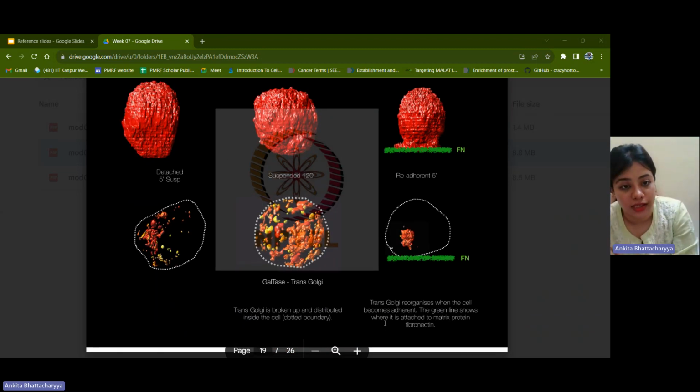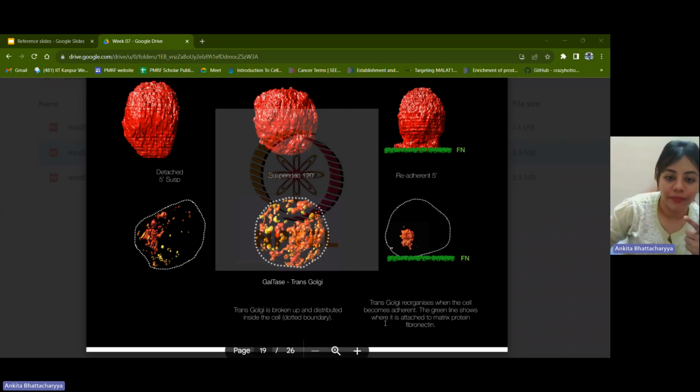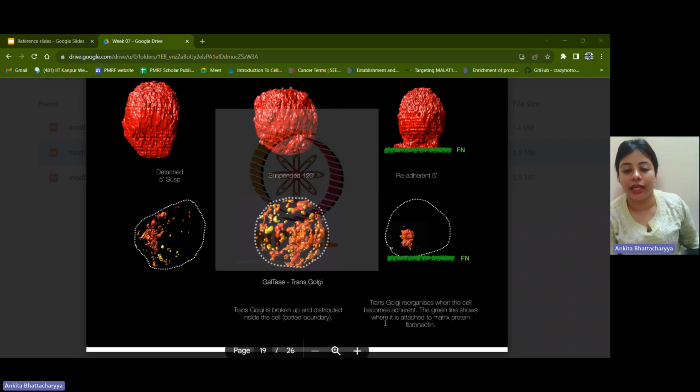Now, in each of these states, what happens to the Golgi? You are seeing that the Golgi also takes up different arrangements in each case. So the trans Golgi is actually breaking and then gets distributed inside the cell. You see that dotted boundary, and within that, you're seeing that there is a rearrangement of the Golgi that has occurred. When the cell adheres again, you are seeing that the trans Golgi is reorganizing, and the green line shows that it is getting attached to a matrix protein. So upon attachment, the reorganization is occurring. Inside the cell, the trans Golgi also undergoes resuspension and rearrangement based on which state it is in.